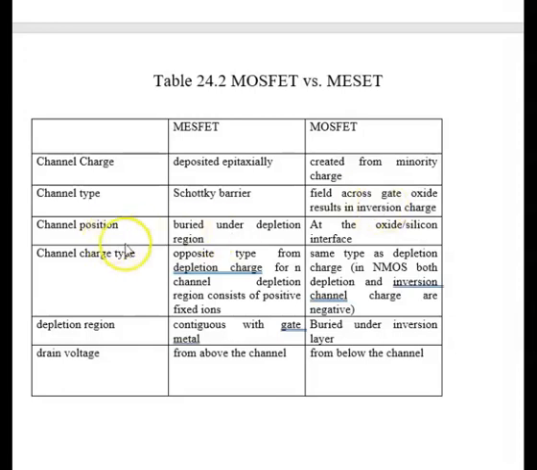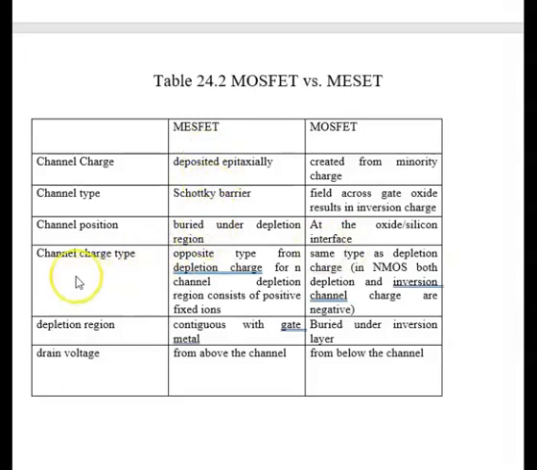This is the big one. The channel position in the MESFET is buried under the depletion region. Here, in the MOSFET, the channel is at the oxide silicon interface, and it is above the silicon substrate. So that's an advantage of the MESFET.